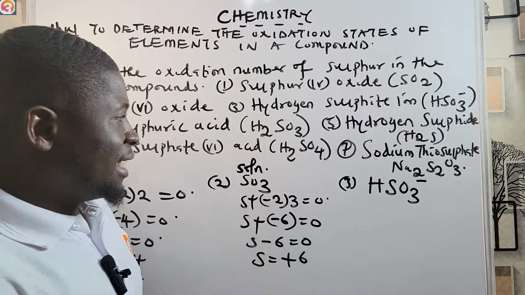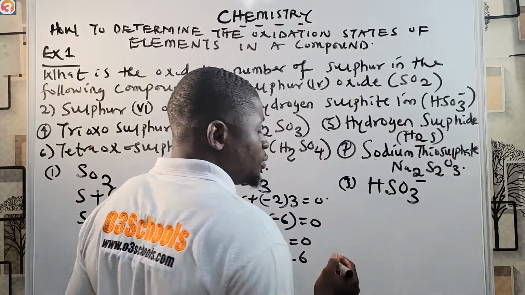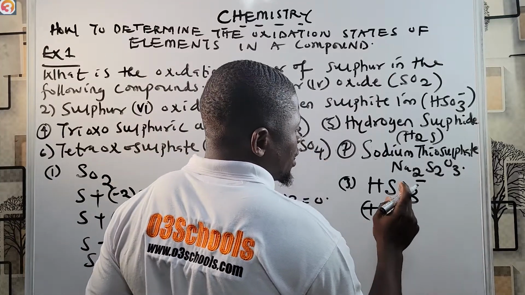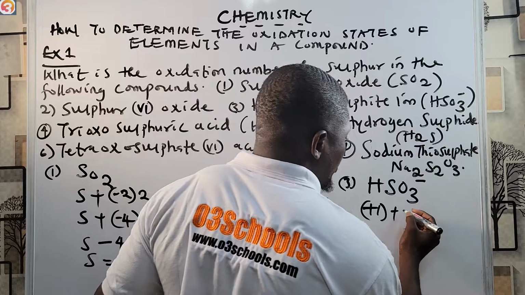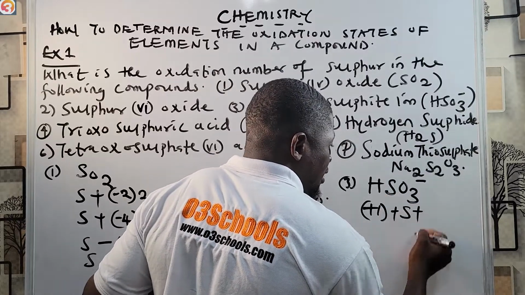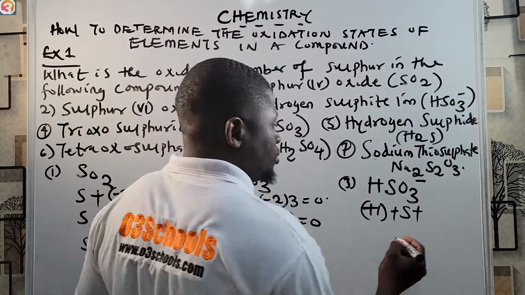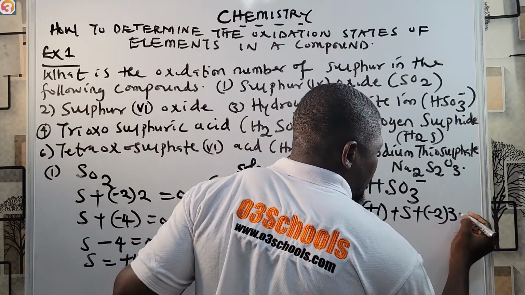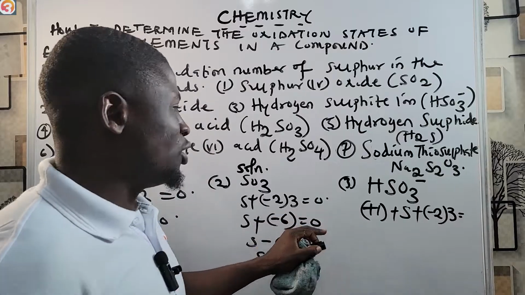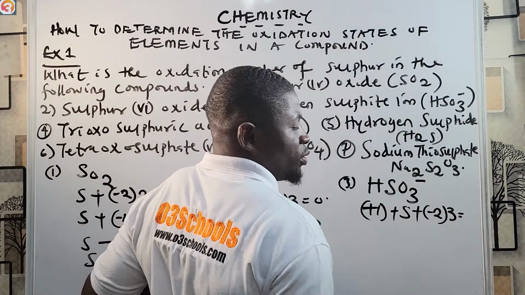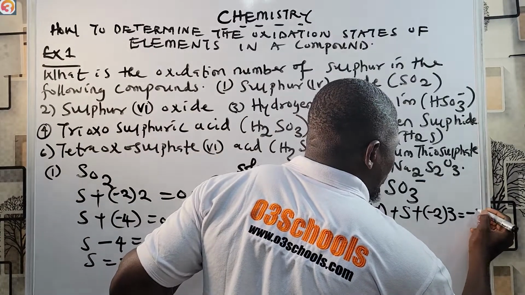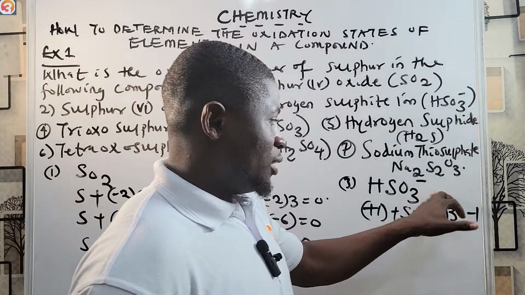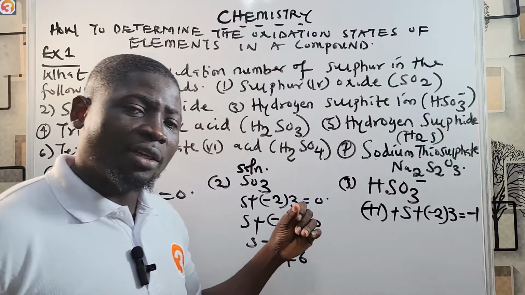And now that means I'm going to have hydrogen, which is +1, then plus sulfur, which is what we're looking for, so write S, then plus oxygen, which is -2, times how many atoms of oxygen? 3. Then it equals, instead of saying equals 0 now, the charge on the radical, which is -1. You get it? So it will be equal to -1, using Rule 3.